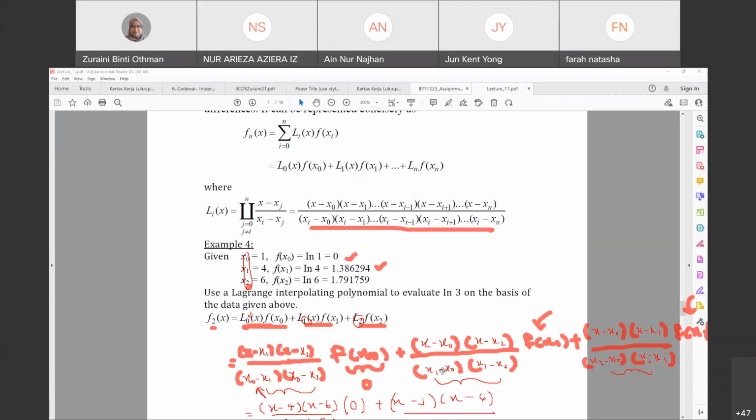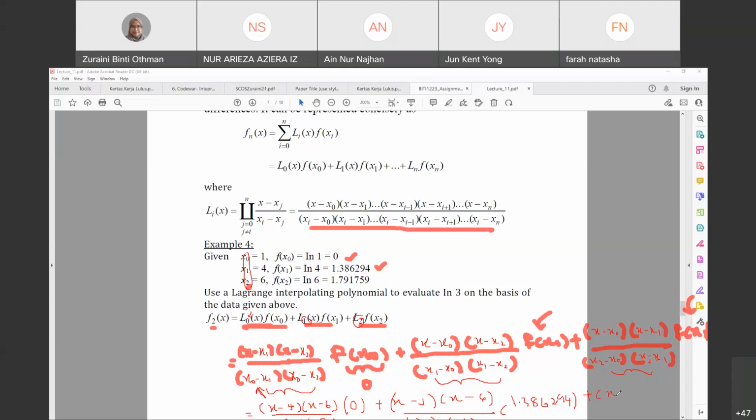And yang bawah ni ialah X1 tolak kosong, X1 tolak X kosong, 4 tolak 1 ialah 3. 3 darab dengan 6 tolak X1 tolak 4, 6 tolak 4 ialah negatif 2. Okey, lepas tu kita darab dengan X1 ialah 1.3862994. Okey, lepas tu kita tambah, boleh carikan yang belakang ni?